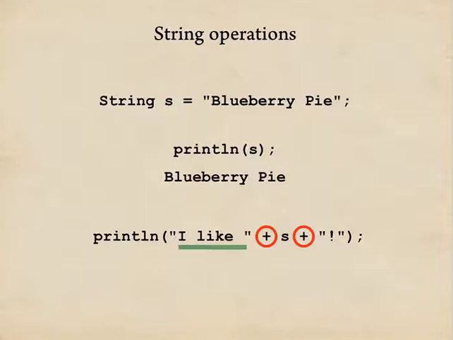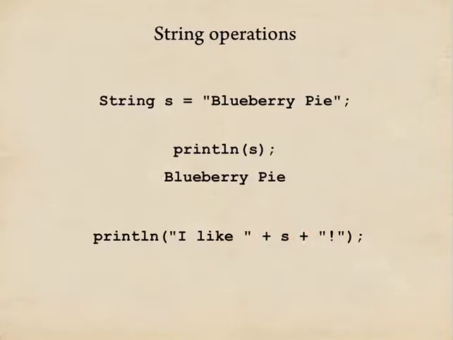"I like " is a string because it's between double quotes. The exclamation point is a string, it's between double quotes. And of course, S is a string because we declared it that way. So we put these 3 strings together with the plus sign. Here, plus does not mean addition, it means concatenation. Just list one string after another.